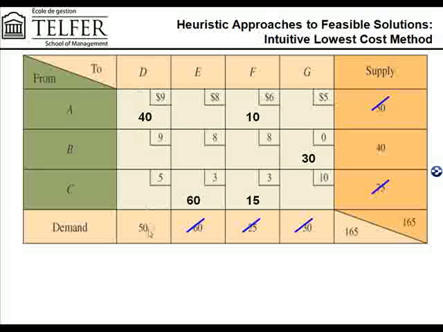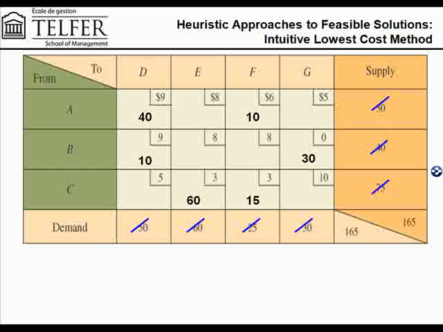D still requires 10 because you've supplied 40 out of the 50. So let's supply those 10 out of B, which will now take care of the demand for demand point D as well. B in this case has also now supplied the total that was possible, 30 plus 10, and that was the total that was possible out of B to begin with. So we've now exhausted the total supply out of B as well.